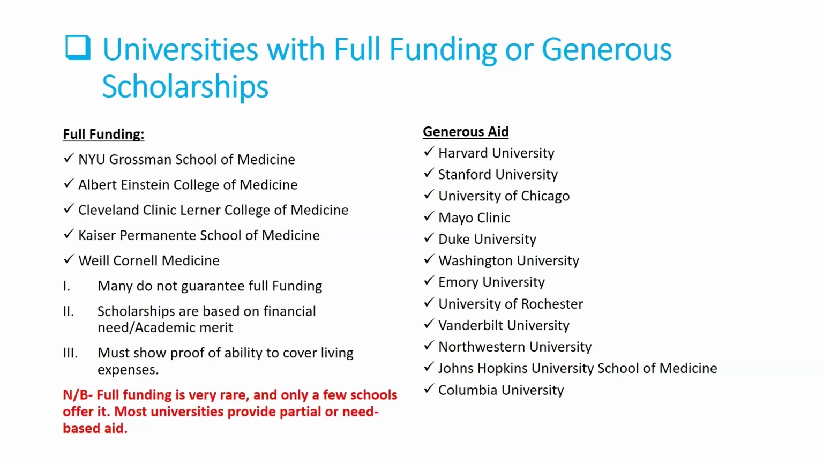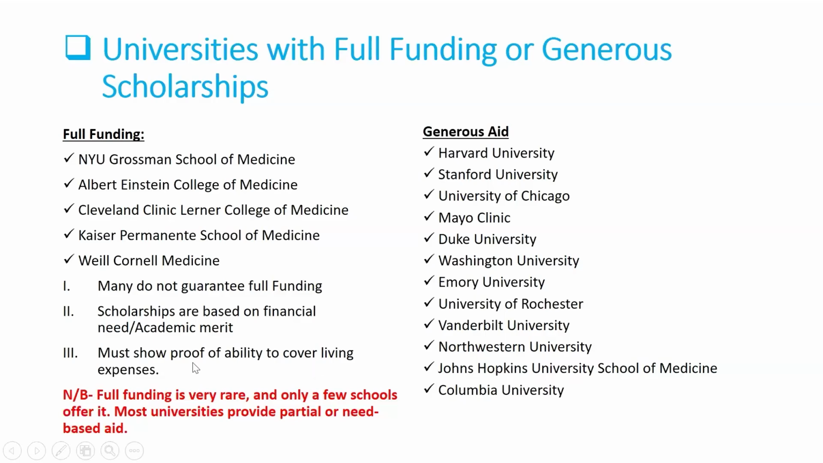And then if a school offers a full scholarship, it's either merit based or need based. For need based, you have to give them proof of funding. You have to provide them with your parents' bank statements that show that you cannot pay for your tuition. Many schools do not guarantee full funding, and the scholarships are based on financial need or academic merit. And then you must show proof of ability to cover your living expenses.